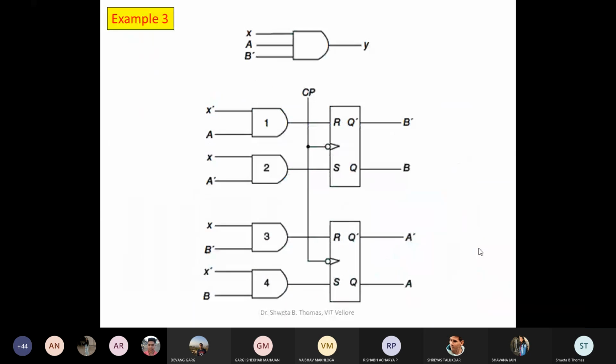Understood? In the same way, actually this question is from Morris Mano. You can cross check. This is the same question available in Morris Mano also. But since it was related to RS flip-flop, that's why I just kept it in my slide. It is simplified in a different way also. I have not done any changes. Output is given differently. Y is equal to A X B complement. R and S for the upper flip-flop and lower flip-flop you can write with the help of this gate diagram.